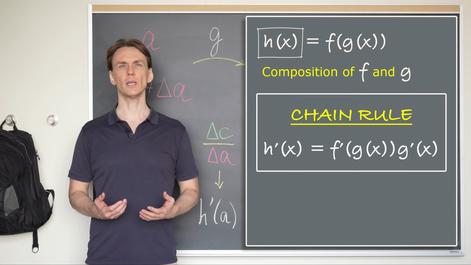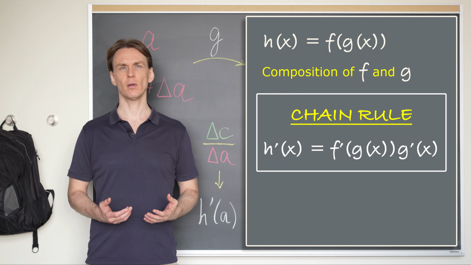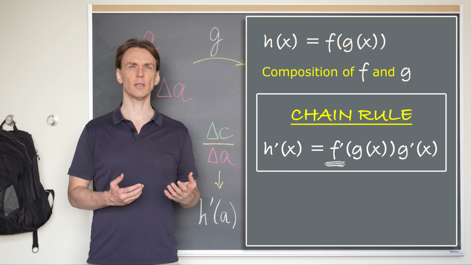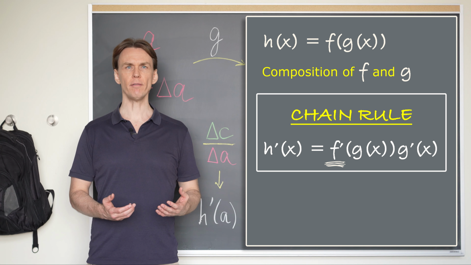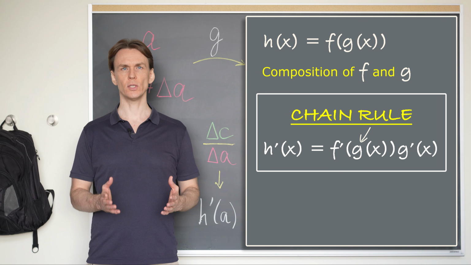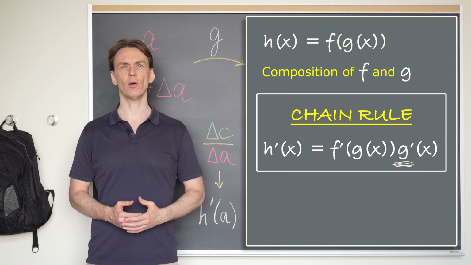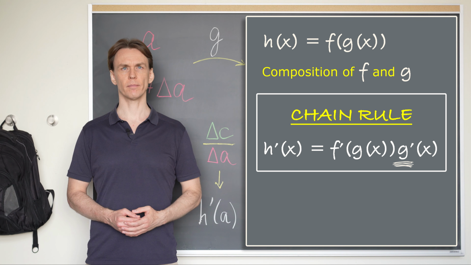Then the chain rule is telling us that the derivative of this composition h of x is equal to the derivative of the outside function f, where inside you still keep the function g of x, and then on the outside we multiply by the derivative of this function g of x.